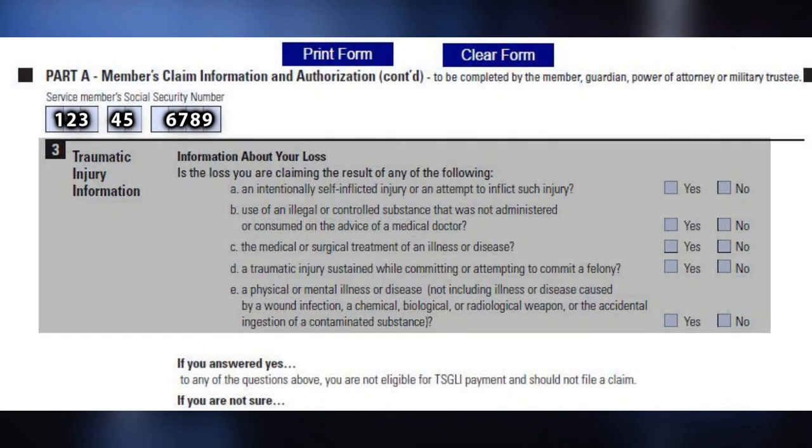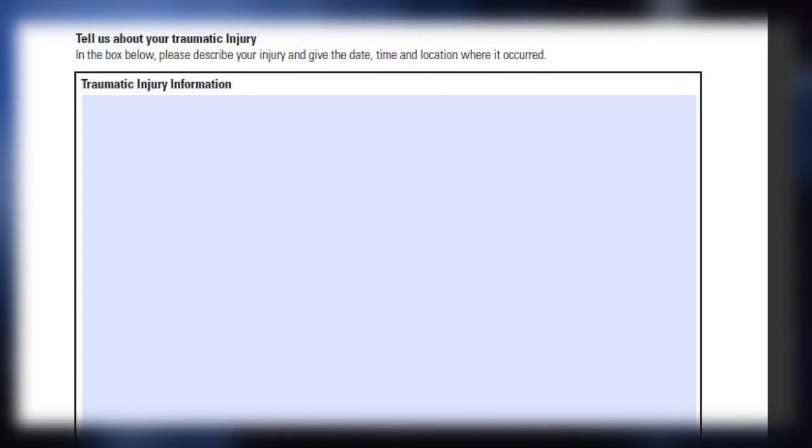Page 4, Part A, Section 3, continued, requires more information about your loss. You will see a list of 5 questions that you must answer yes or no to. Please check the appropriate box that applies to you. If you answered yes to any of the questions, you are not eligible for TSGLI payment and should not file a claim. If you are not sure whether your loss is a result of one of the items above, please contact your branch of service, TSGLI office, to find out if you are eligible.